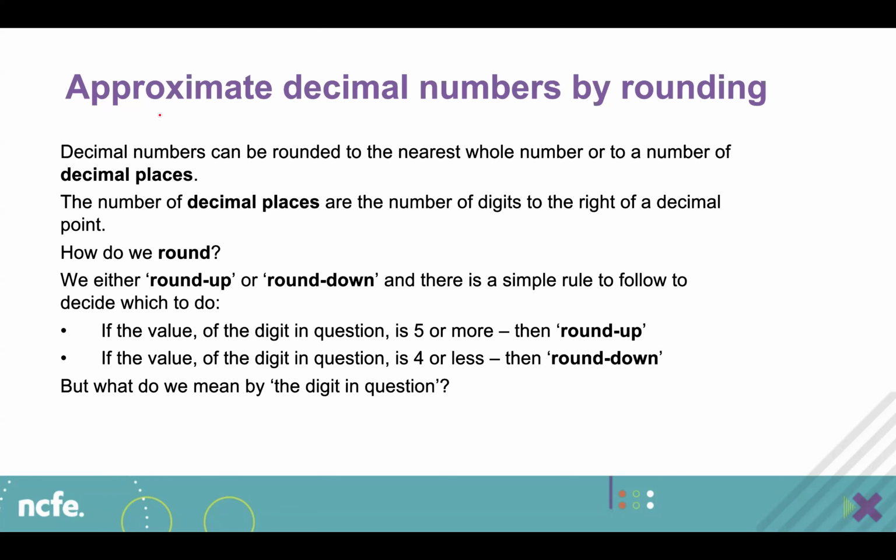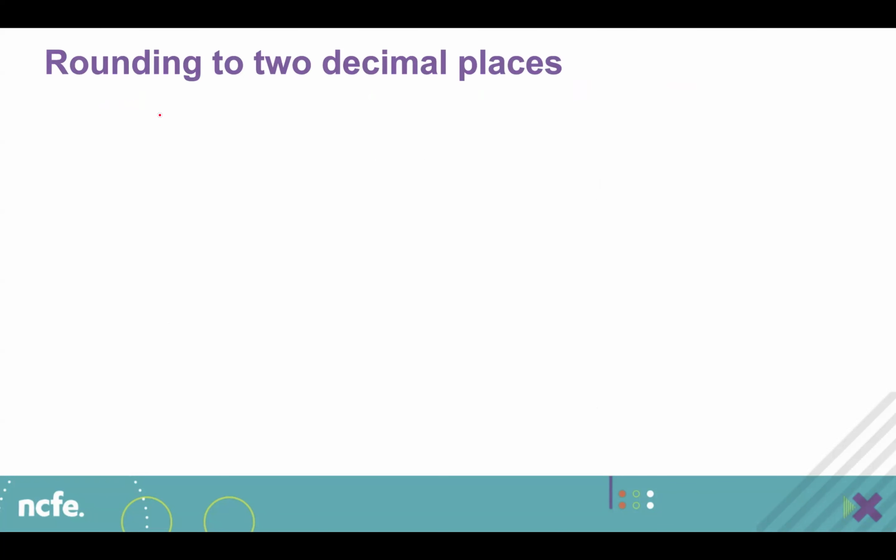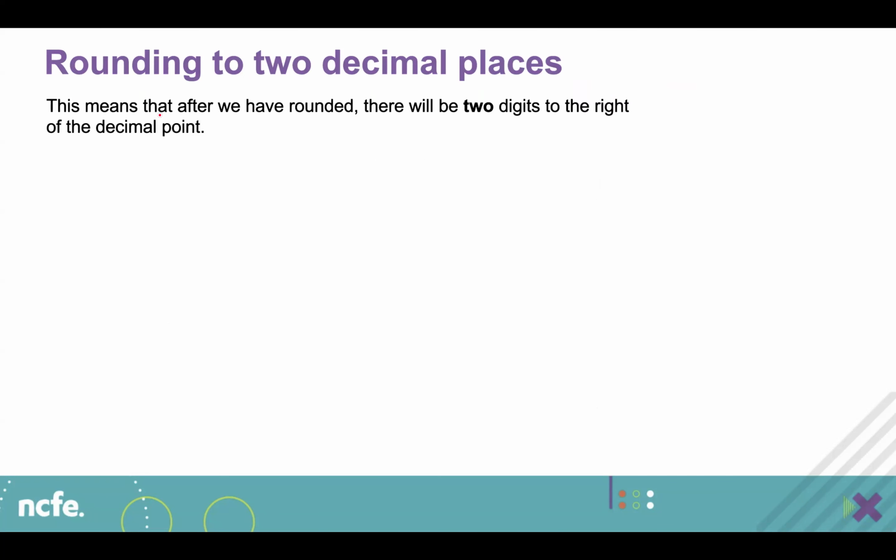Well, what do we mean by the digit in question? This depends on whether we are rounding to a whole number or one decimal place or two decimal places and so on. Rounded to two decimal places. This means that after we have rounded, there will be two digits to the right of the decimal point.